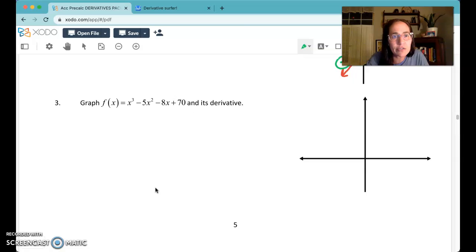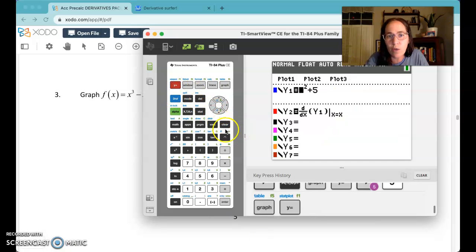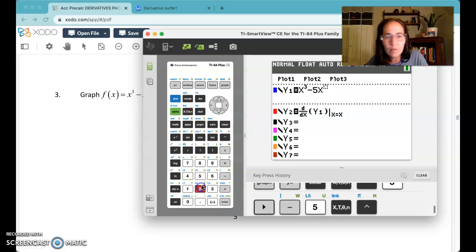Number 3 says, can you graph a cubic function and its derivative? Let me go back to the calculator. I'll clear out just y1, and then carefully type in this cubic function. So x to the third, minus 5x squared, minus 8x, plus 70. This ever happen to you? You get stuck up in the exponent spot.